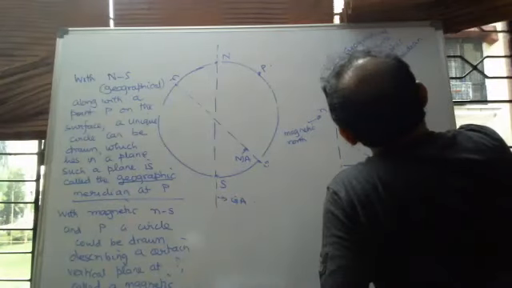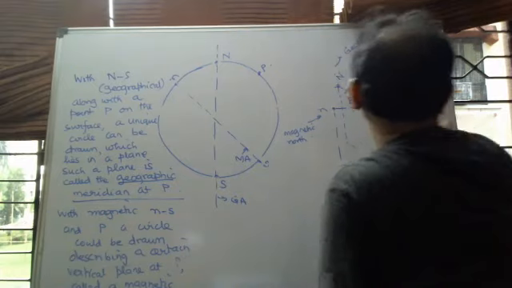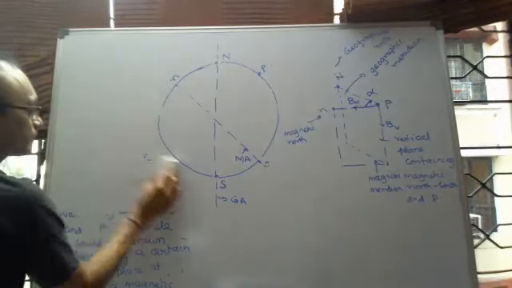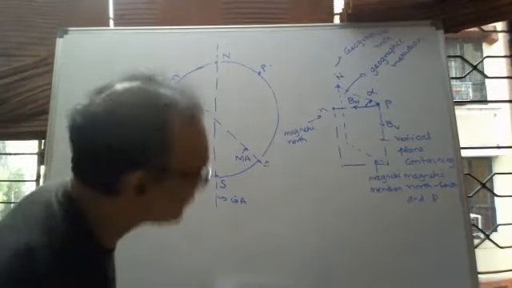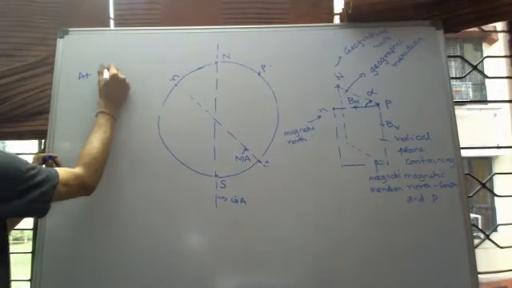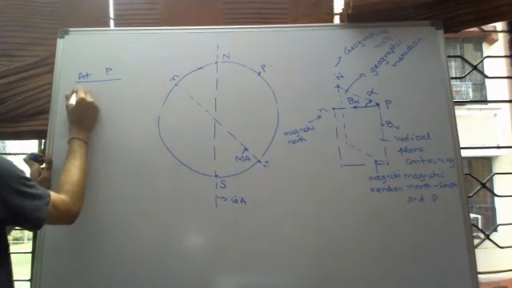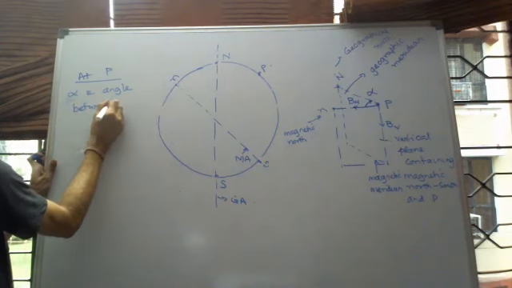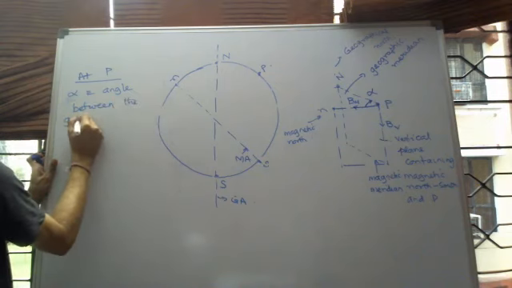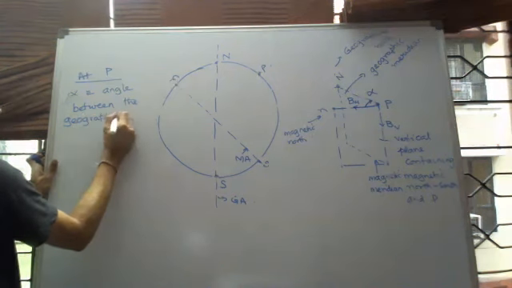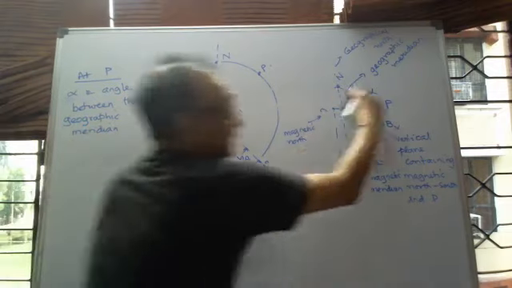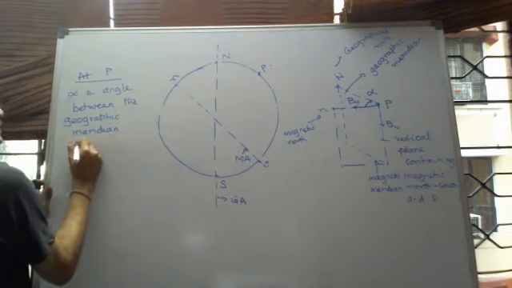Angle. So invariably there will be an angle between these two planes, alpha. Angle between the magnetic meridian and the geographic meridian. At P, alpha is the angle between the geographic meridian, which is a plane ऐसा, and the magnetic meridian.